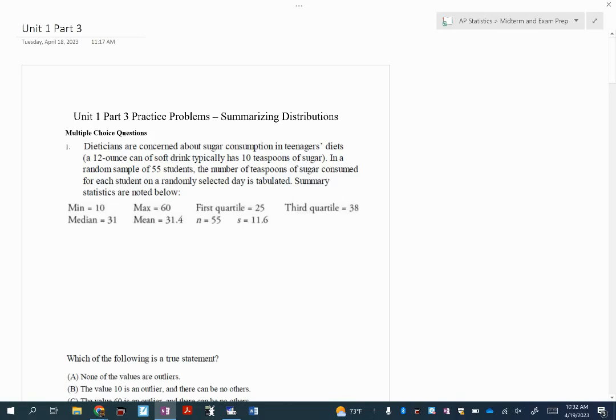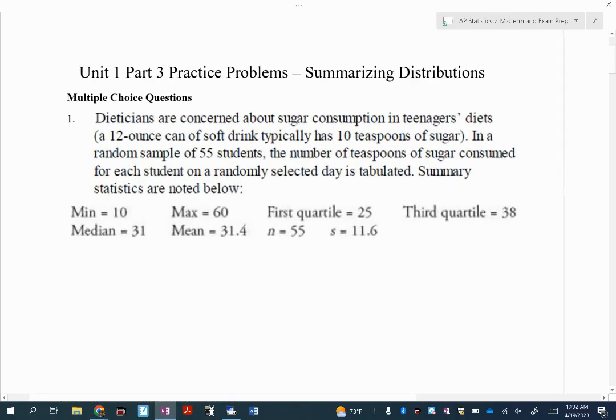All right, so we're here with our AP class. We're going to be going over some questions from Unit 1, Part 3 for our AP review on summarizing distribution.